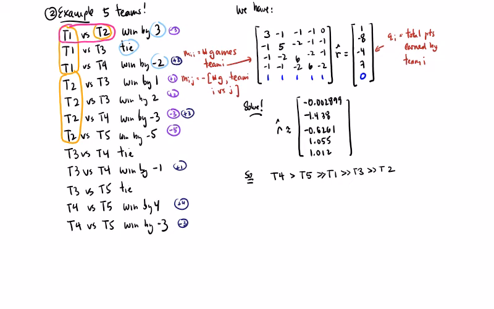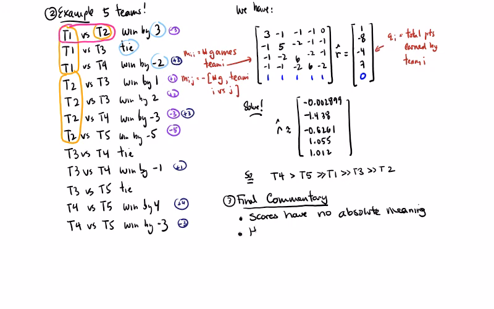So, a couple of final commentaries. One thing is that the ranking is relative, right? One thing to keep in mind is that these values in and of themselves don't mean anything. To say, for example, that Team 4 has a ranking of 1.055 is not anything absolute. So the scores have no absolute meaning, but they have relative meaning.